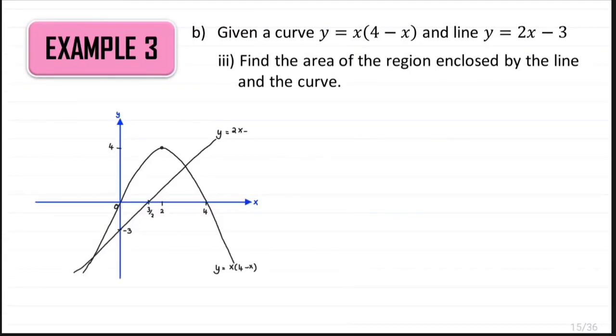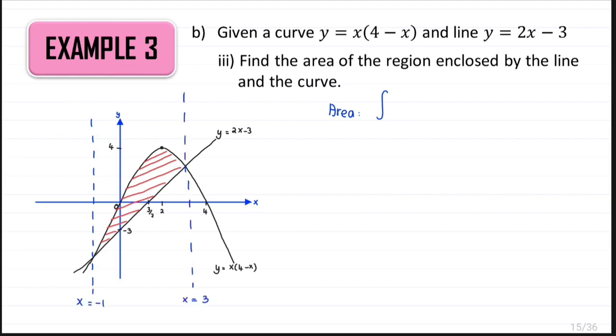Still the same question. Now we want to find the area of the region enclosed by the line and the curve. Okay, now we find the region enclosed first. So here is the region enclosed by the curve and line. To find the area, we integrate from the intersection points, x equals -1 and x equals 3, which we got from the first question. So we integrate from -1 until 3.